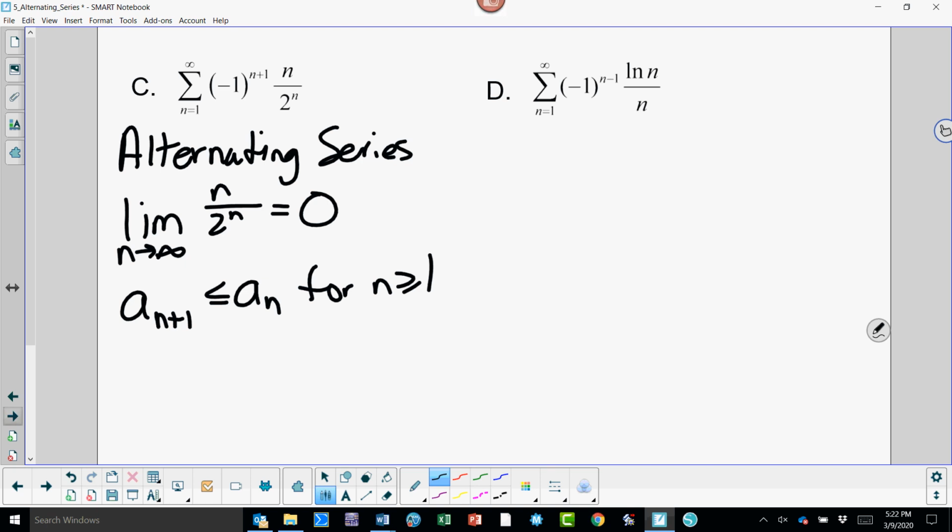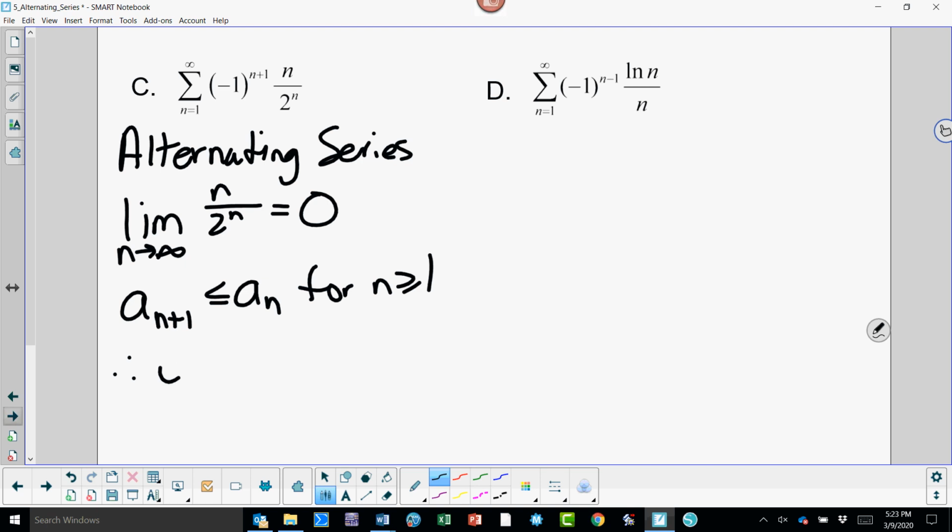And if you wonder if it's true, you could always plug some numbers in and see what's going on with that to see that it's getting smaller. But again, you can visualize that it has to be getting smaller because 2 to the n is going to grow so much faster than n. And if the bottom is bigger, then your number is smaller. Okay, so it's got to be getting smaller.